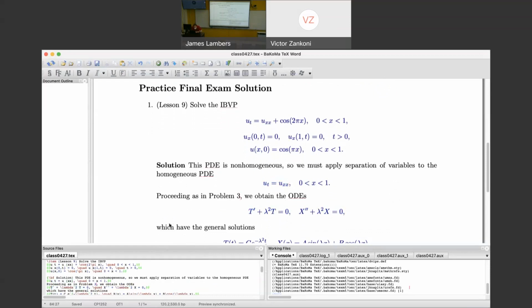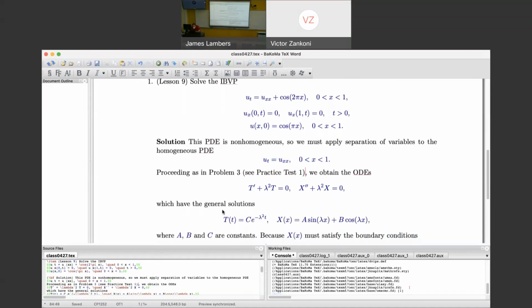I should clarify this reference here. When I say proceeding as in problem 3, I mean that's from practice test 1, because that goes into more detail about the separation of variables process. Then this ODE has this general solution, and this ODE has this general solution, a combination of sine and cosine. What combination is determined by the boundary conditions.